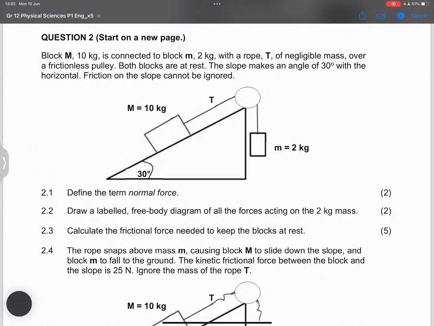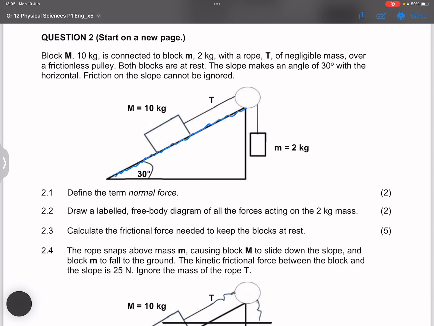So they say we've got block big M, which is 10 kilograms, connected to block small m, 2 kilograms, with a rope T of negligible mass over a frictionless pulley. Both blocks are at rest. Okay, so that's very important because it tells us that our system is at equilibrium. They tell us that the slope makes an angle of 30 degrees with the horizontal. Friction on the slope cannot be ignored. So meaning that there is definitely friction on the slope here.